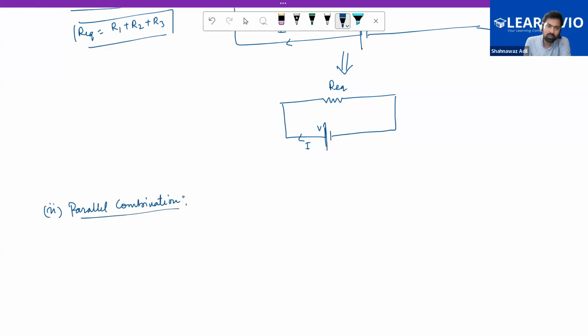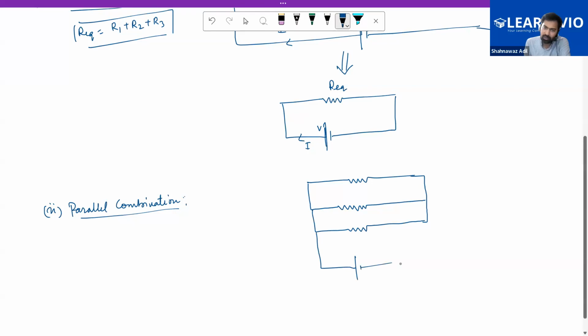So how do we connect the resistances in parallel? We connect all the one ends of the resistances on one side and the other ends all together on the other side, and then we connect it to the source. This kind of combination is called the parallel combination.